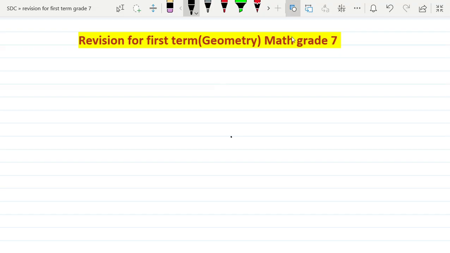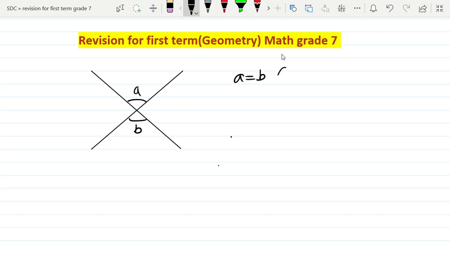Vertically opposite angles are those which are formed by the intersection of two straight lines. Here I go with one example. Two straight lines have been intersected, and here you see angles A and B. These are formed on opposite sides of these two lines. So these are vertically opposite angles, and the relation between these two angles is that they are equal. So you can say A equals B. The reason we provide here: being vertically opposite angles.